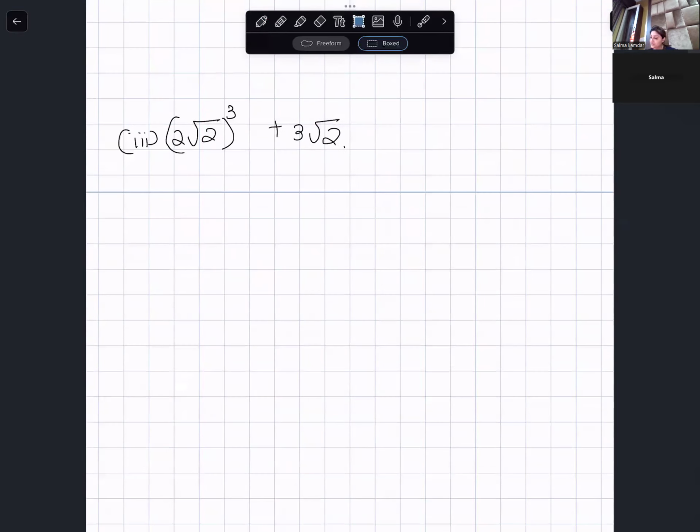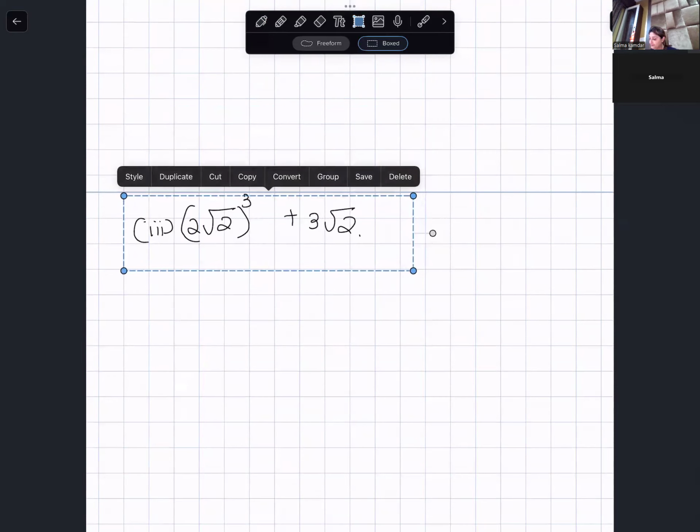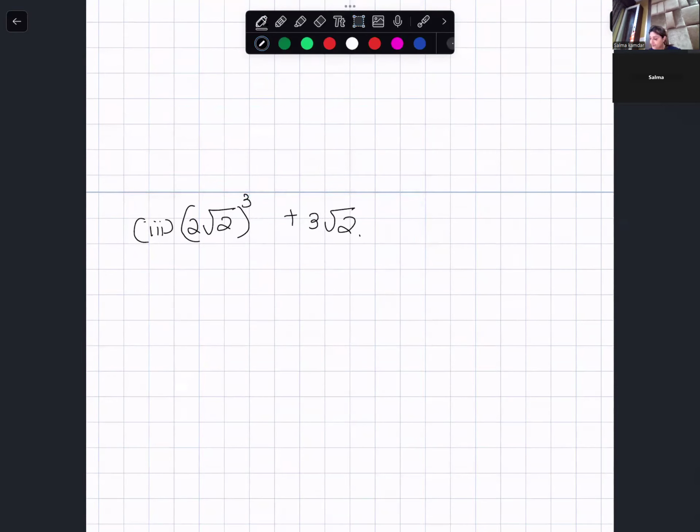I have to put this in the form of a root b. I have cube over here. This I can give to 2. This I can give to root 2. I can give it to both the places. So it becomes 2 cube into root 2, the whole cube, plus 3 root 2.